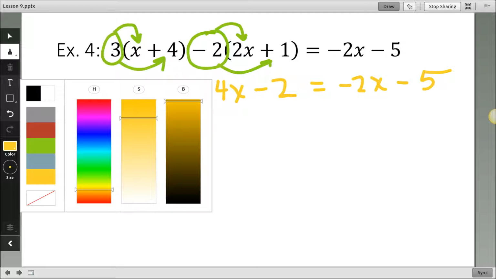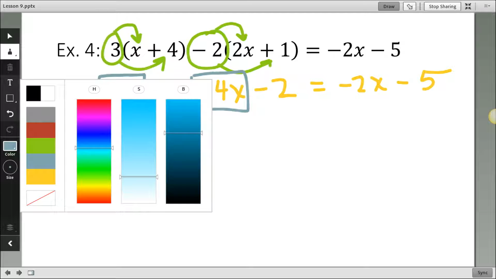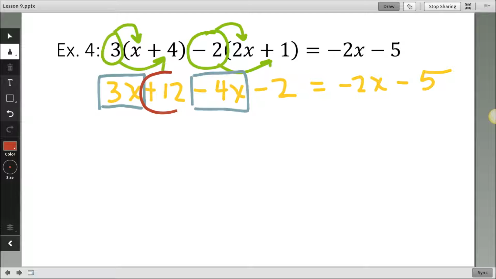Okay, the second step on any multi-step equation is to look at both sides and combine what you can combine. So step 1, distribute. Step 2, combine like terms. So I have like terms here and here. I also have like terms here and here. Now I can't combine stuff on the opposite side. I can only combine terms on the same side.